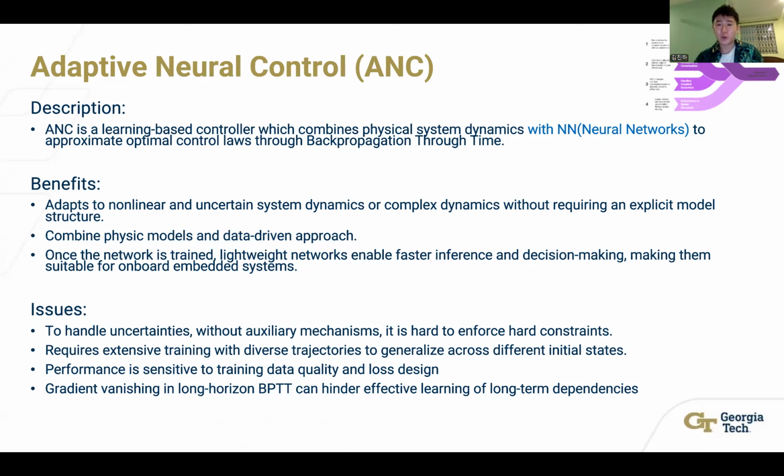It's hard to enforce safety constraints, and it also needs diverse training data to generalize without generalization error. Performance can also be sensitive to training data quality and loss design. And there are some cases where gradients can vanish, meaning that learning slows down or fails completely. This is a classical problem in deep learning for long-period dependencies. Next.